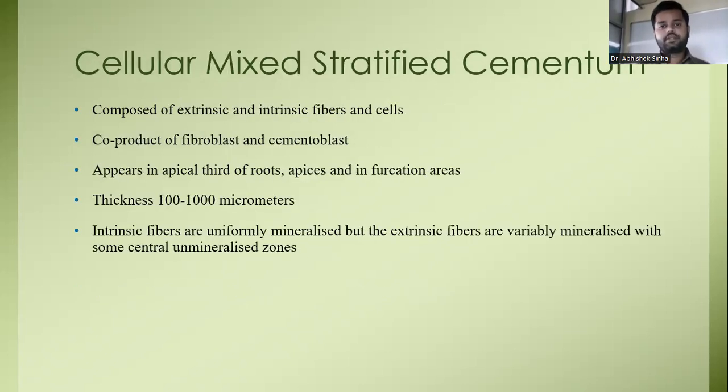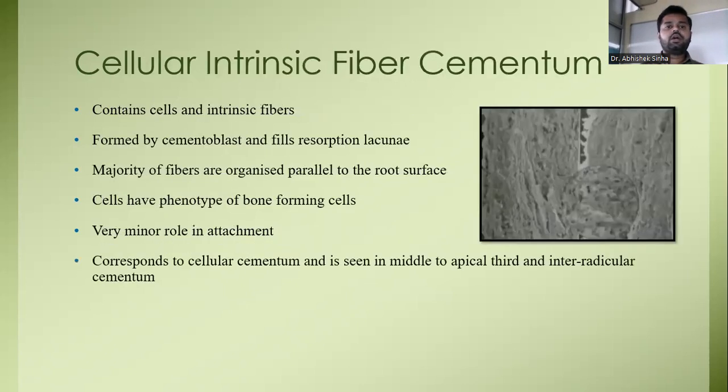Cellular mixed stratified cementum. It's composed of mixed, that means it has both the extrinsic element and intrinsic element, plus it has cells also. So it's a co-product. Remember this line, it's a co-product of fibroblast and cementoblast. Appears in the apical third of the roots, right, in the furcation areas also. Cellular intrinsic fiber cementum has cells and the fiber is intrinsic, mainly from cementoblasts, and the cells are obviously cementoblasts or cementocytes, but it has a very minor role in attachment.